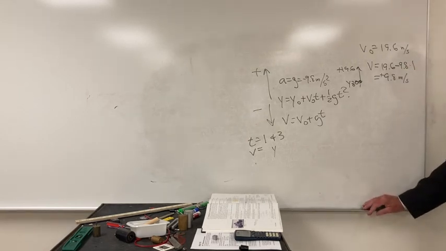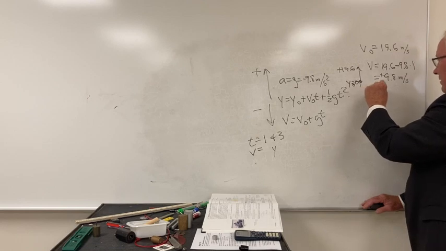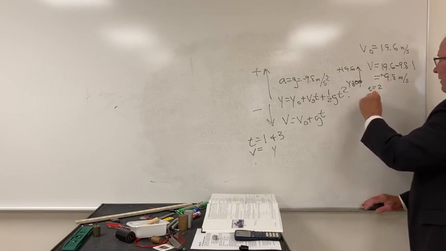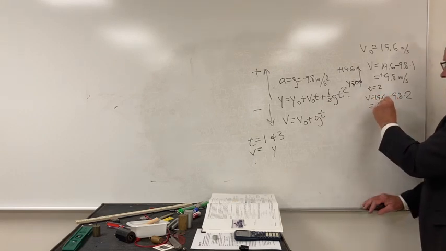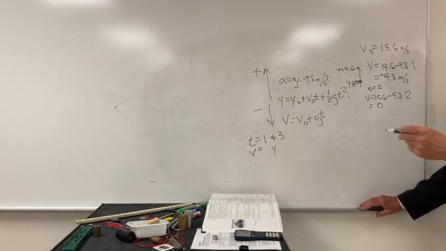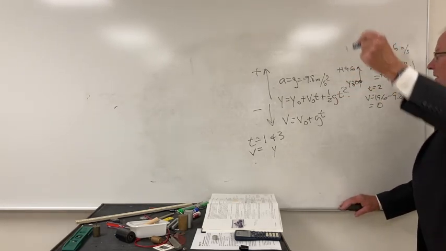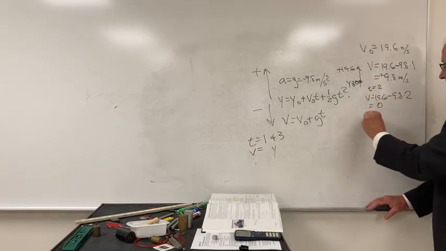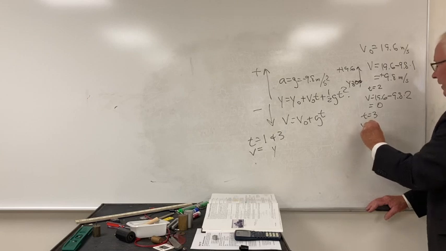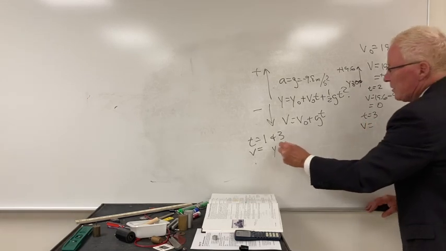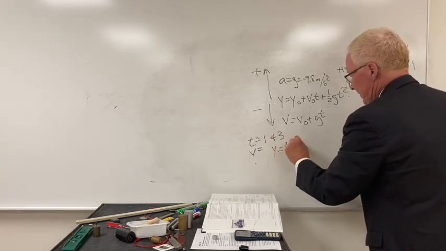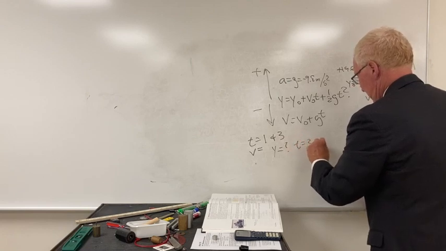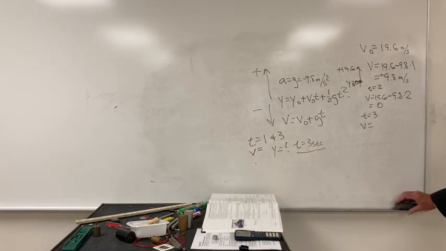Now, if we look at this, after 2 seconds, at t equals 2 seconds, v would be 19.6 minus 9.8 times 2, which is 0. So it turns out after 1 second it is slowing down, 2 seconds it is stopped. What'll happen after 3 seconds? After 3 seconds, then v will be, and I'm going to just find y for t equals 3 seconds. All right? So what is the position after each one? So I'll do that at the end.